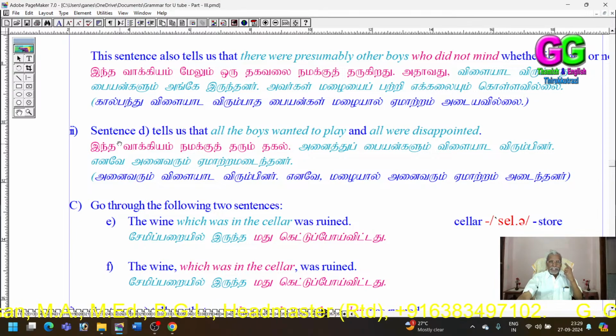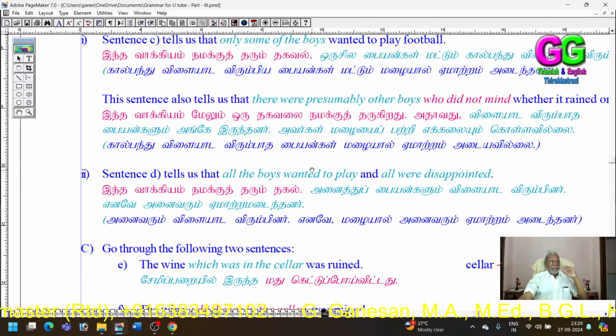See, sentence D tells that all the boys wanted to play and all were disappointed. That was the second example. Let us see the third example. My dear students, in the two examples, we have seen only the relative clause referring to human beings. In example A and example B, you have seen only persons. In the third example, we are going to see the relative clause representing things and other beings.